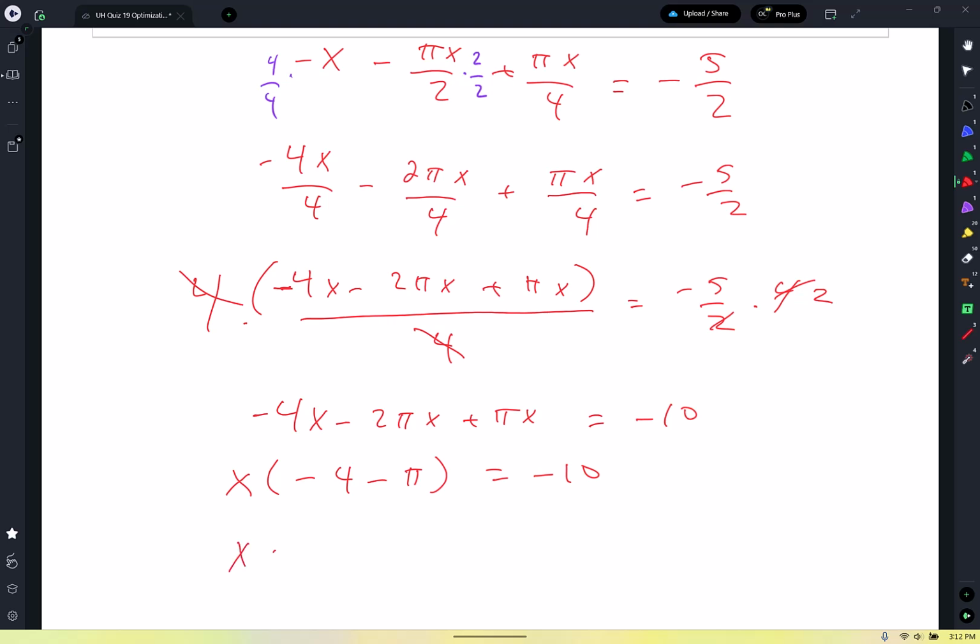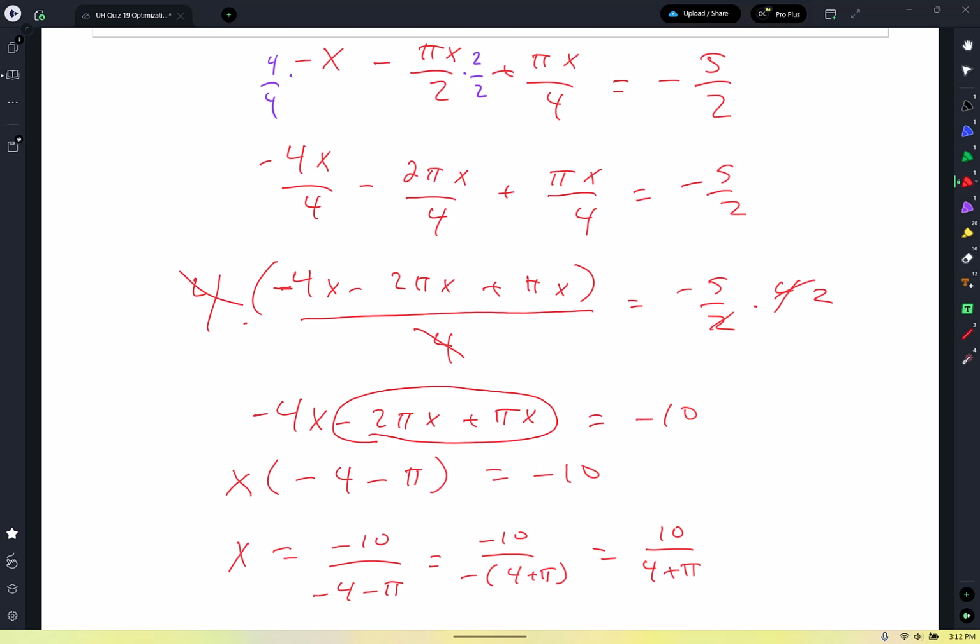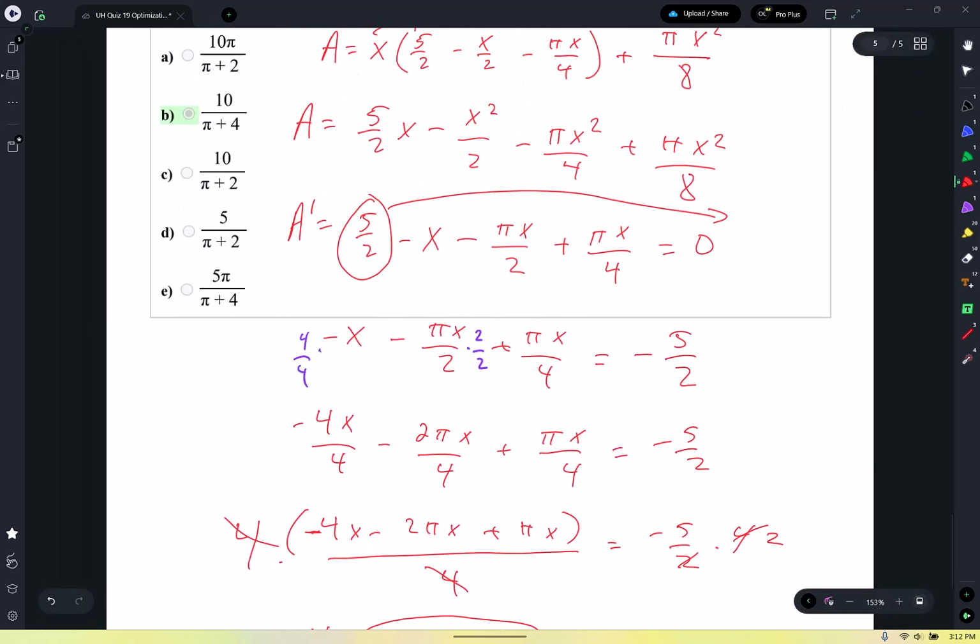Yeah, divide it. X equals negative 10 over negative 4 minus pi. All right, let me factor out a negative in the bottom. Negative 10, factor out a negative, 4 plus pi. Negative divided by negative is a? Why is the sign from pi negative? Why is a what? The sign from pi negative. 2 pi plus pi. Oh. Negative 2 pi plus pi. Is the answer 10 over 4 plus pi? Yeah.